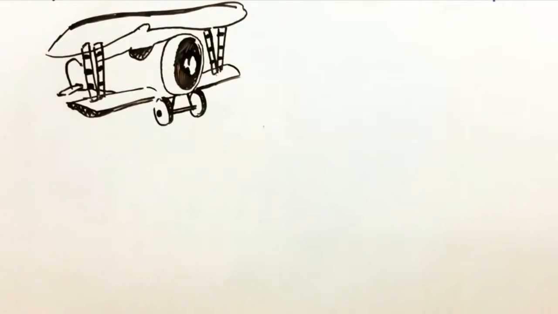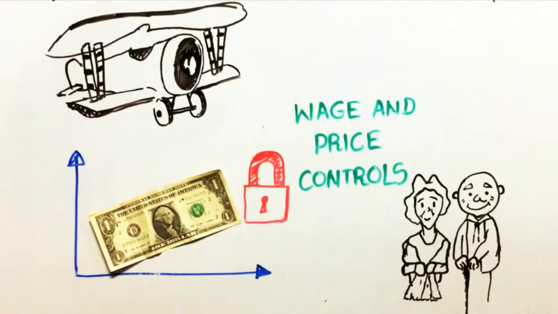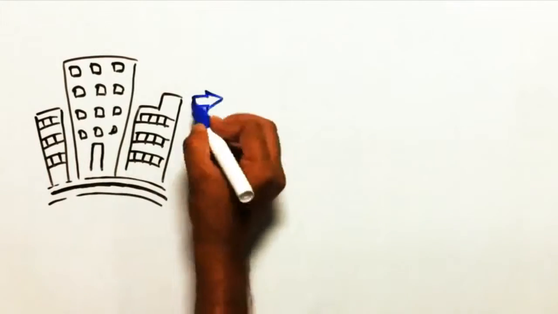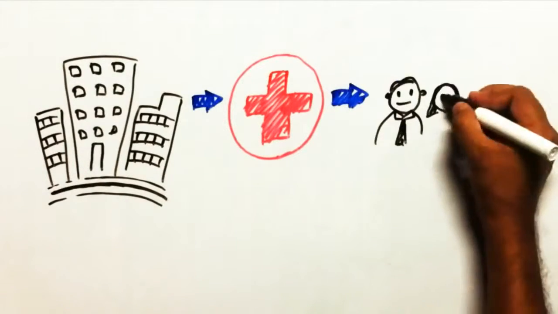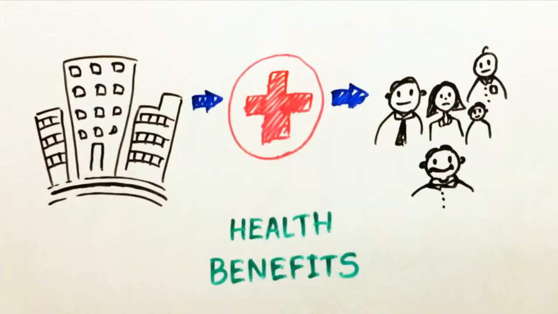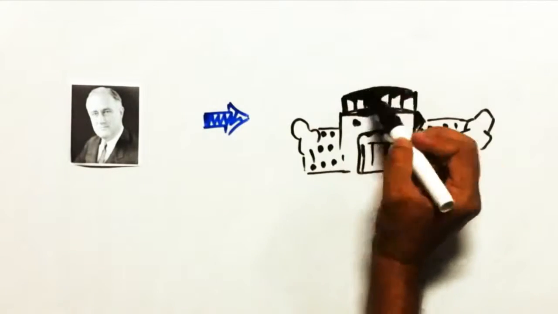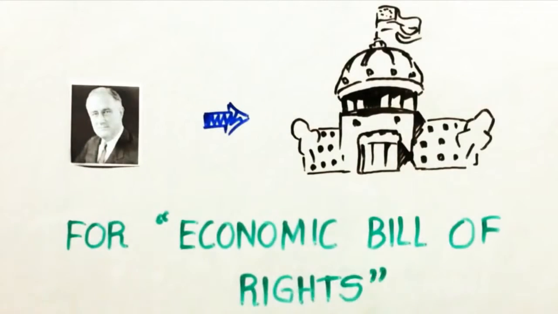During the Second World War, wage and price controls are placed on American employers. To compete for workers, companies begin to offer health benefits, giving rise to the employer-based system we have in place today. President Roosevelt asked Congress for an economic bill of rights, including the right to adequate medical care.